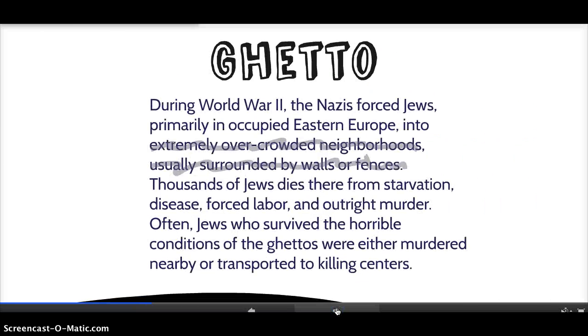The ghetto. This is where I believe that the word originates. So during World War II, the Nazis forced people into neighborhoods, and they were really overcrowded, usually surrounded by walls and fences, meaning they weren't allowed to come and go as they wanted. They had to stay there. So people died there, again, from starvation, disease, forced labor, and sometimes murder. And the sad part is, even the people who survived the ghettos sometimes died when they were either transported to a concentration camp or a death camp.